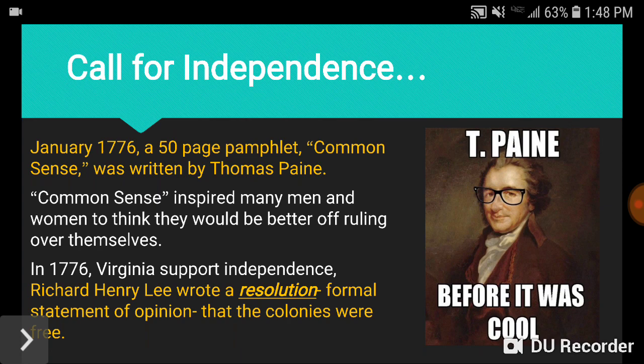If you also remember, we talked about the Second Continental Congress meeting in May of 1775, and basically once Lexington and Concord happened, they realized they needed to fight Britain, and so the colonists chose Washington to be their Continental Army general. They also said they were going to train militias, and they were going to start printing their own money.